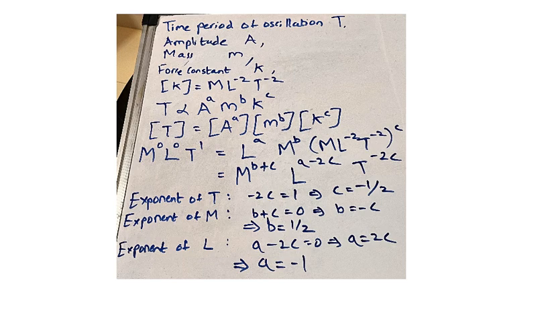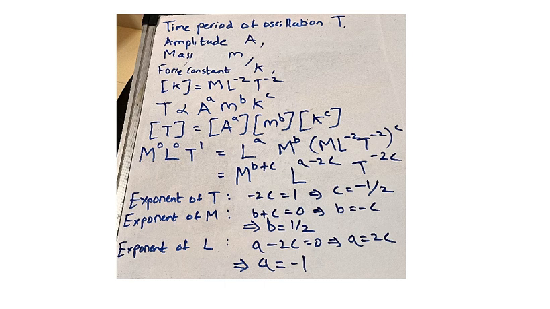Then let's compare the exponent of M. The exponent of M on the left hand side is 0, and on the right hand side it is b plus c. So we have b plus c equals 0, which means that b equals minus c. So b equals minus c will give us that b is equal to minus of minus half, that is plus half.